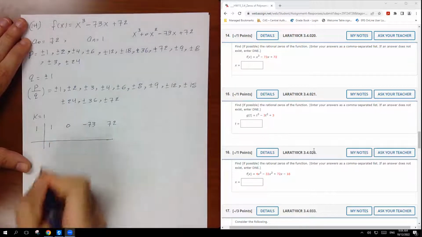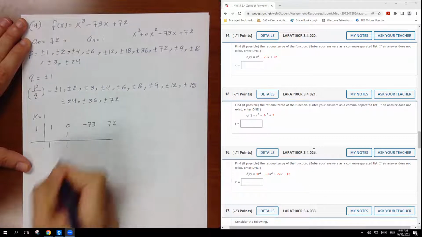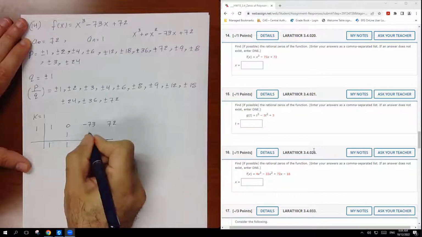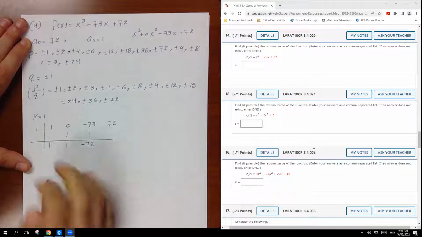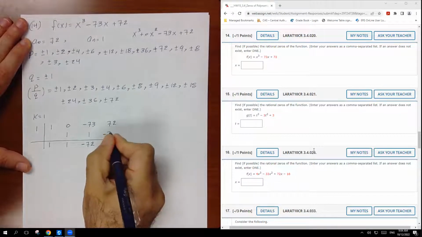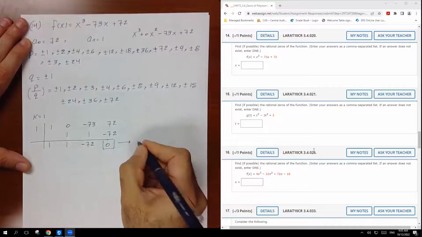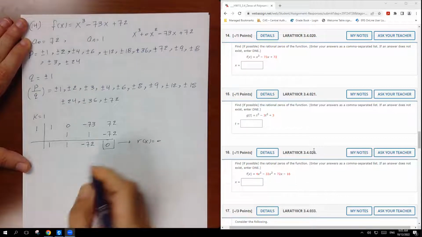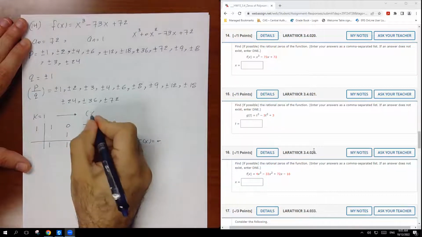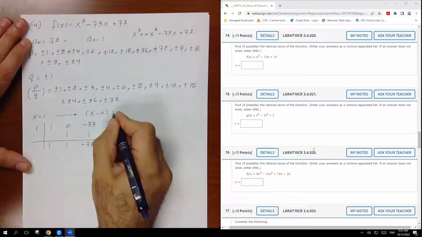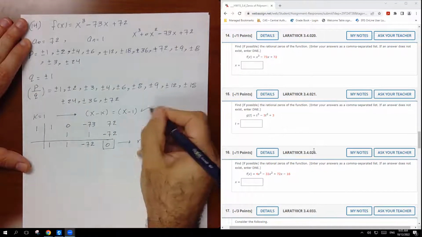So this is 1. 1 times 1 is going to be 1. 0 plus 1 is going to be 1. 1 times 1 is going to be 1. Negative 73 plus 1 is going to be negative 72. 1 times negative 72 is going to be negative 72. Add these together is going to be 0. R of x equals 0, so that means this is the right 0. So to write down the factor for this one, it's x minus k. That means x minus k is x minus 1. So this is the right 0.